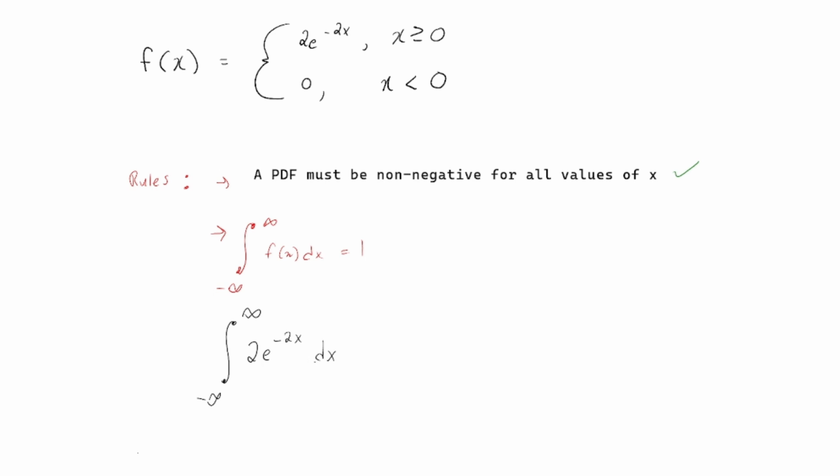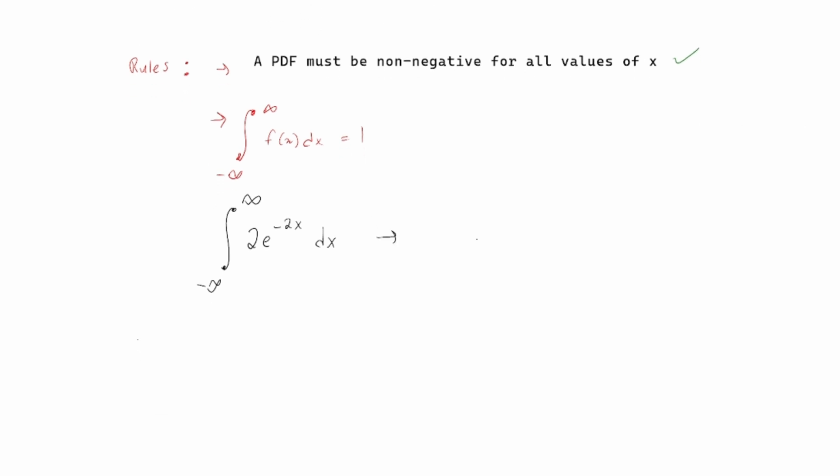Now when I write this out, I'm going to notice something. My function does not start from any negative value, so this negative infinity doesn't really even make sense. What it actually starts at is 0. So instead of negative infinity, we're going to rewrite this as the integral from 0 to infinity for 2e to the negative 2x dx.